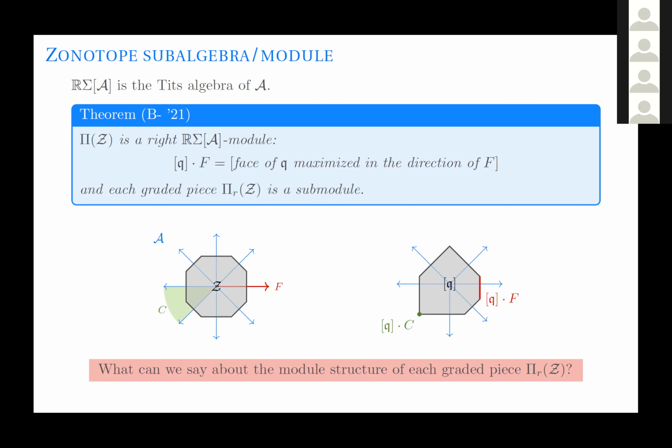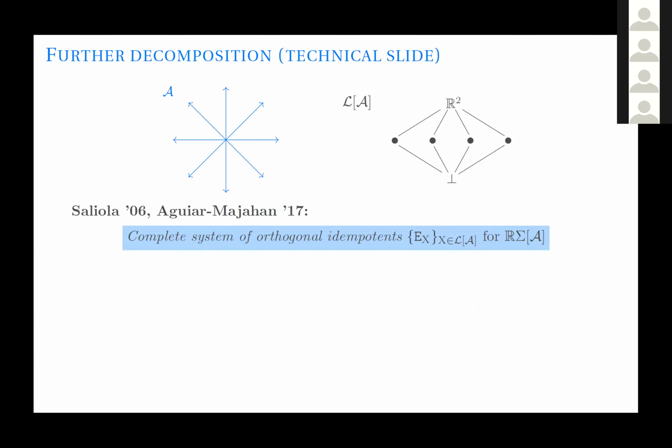So now we have this final piece of information, and we can keep asking: can we say something more about each of these graded pieces as modules over the face algebra of the arrangement? So let me introduce these little technical details.